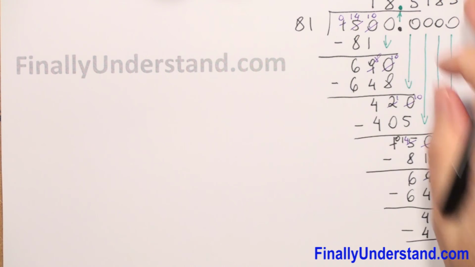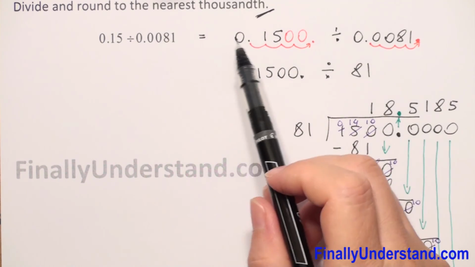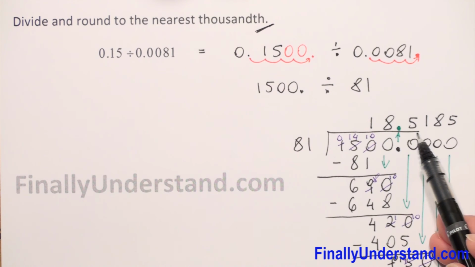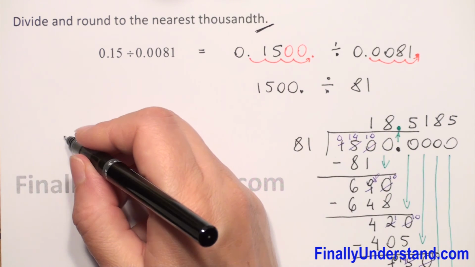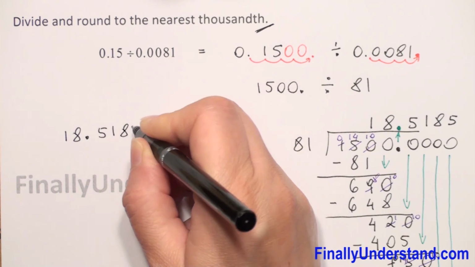And what else? Because we need to round our solution to the thousandth, like I said, I need to have 4 digits after the decimal point. At that moment we have 4 digits. So we can stop the long division. We can write that we got 18 decimal point 5185.